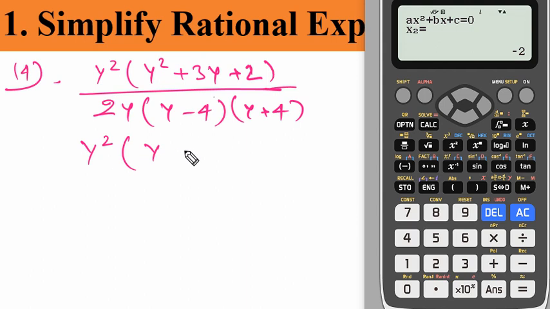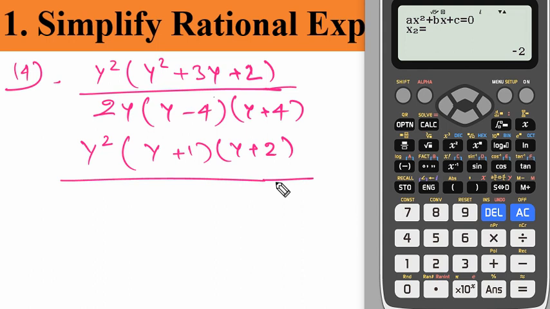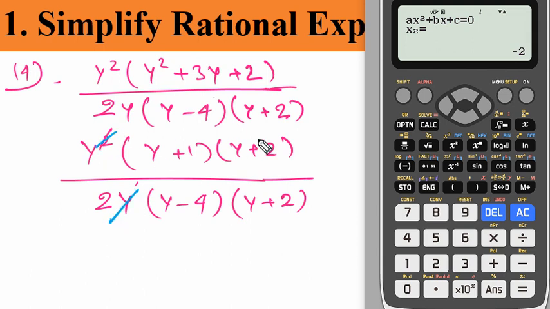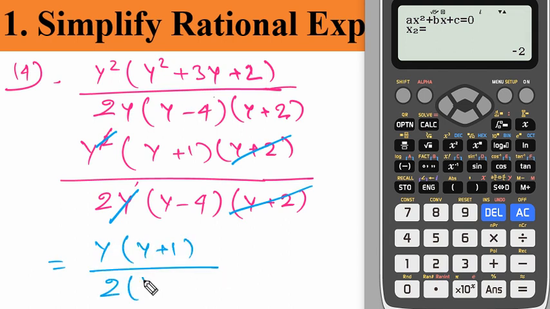You will get y plus 1, y plus 2, right? And that is 2y, y minus 4. Okay, this term is not plus 4, this is plus 2 actually. Typing error, y plus 2. Okay, now this is y power 2, so that will cancel. Let me use a different color, y power 2, so this y will cancel. y plus 2 will cancel. In the simplified form, you have y multiplied by y plus 1 over 2 multiplied by y minus 4. That's it. That's how you do it.